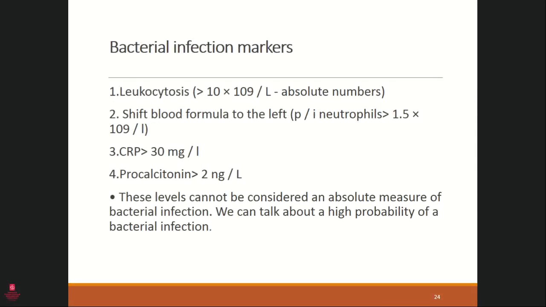Laboratory markers of bacterial infection are leukocytosis, more than 10,000 cells, a shift of the blood formula to the left, C-reactive protein more than 30 milligrams, and procalcitonin more than 2 nanograms. These levels cannot be considered an absolute measure of bacterial infection. We can talk about a high probability of a bacterial infection.